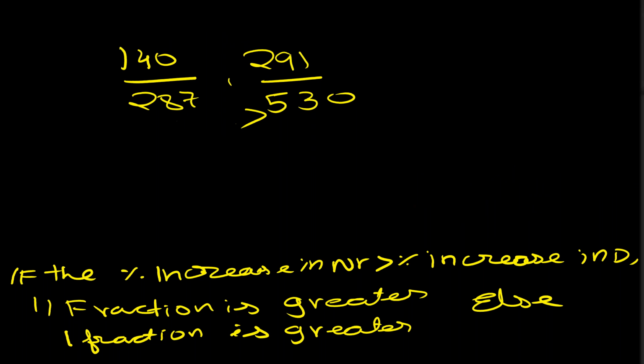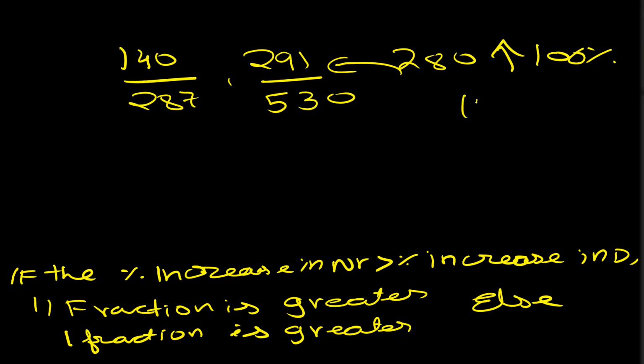So now see here, this is 140. If I do 140 times 2, I will be getting 280, which is nothing but a 100 percentage increase. But here it is more than that. It is more than 280. I'll be having approximately 110 percentage.